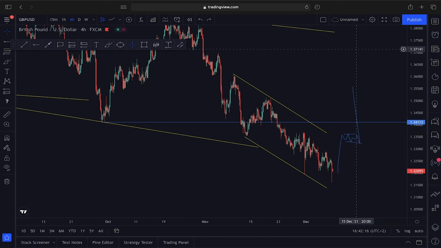Now, obviously, forecasting goes a lot deeper than that, but my aim was to just give you a basic understanding of what it is and how you can use it in your own trading to boost your performance.